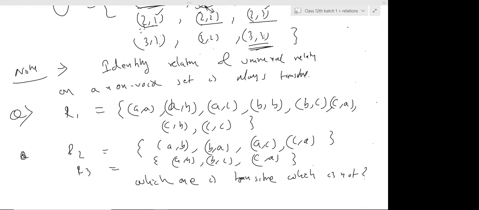All right, this is your question. You have to tell me if R1, R2, or R3 is transitive or not. Send the answers on the chat. All right, and do this very carefully. As you can see, this can be tricky. Sir, what is the last relation's first ordered pair? (A,B), (B,C), and (C,A).